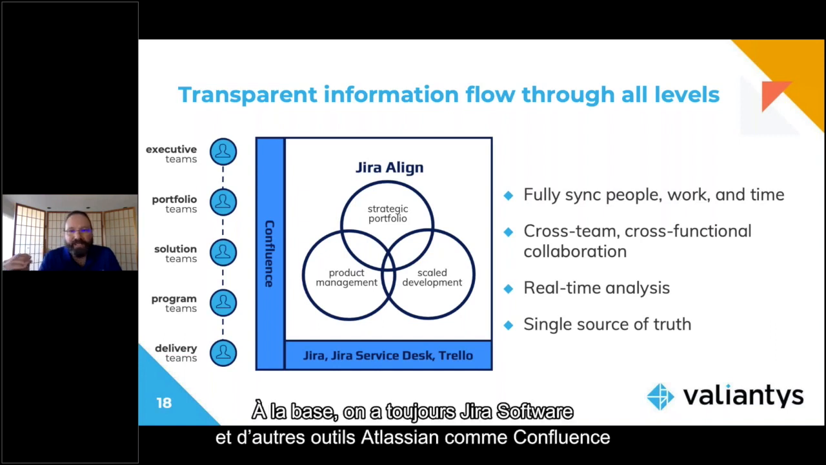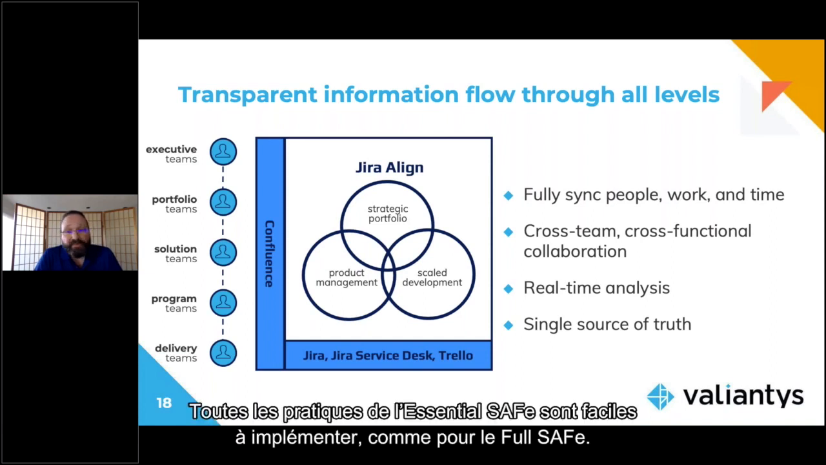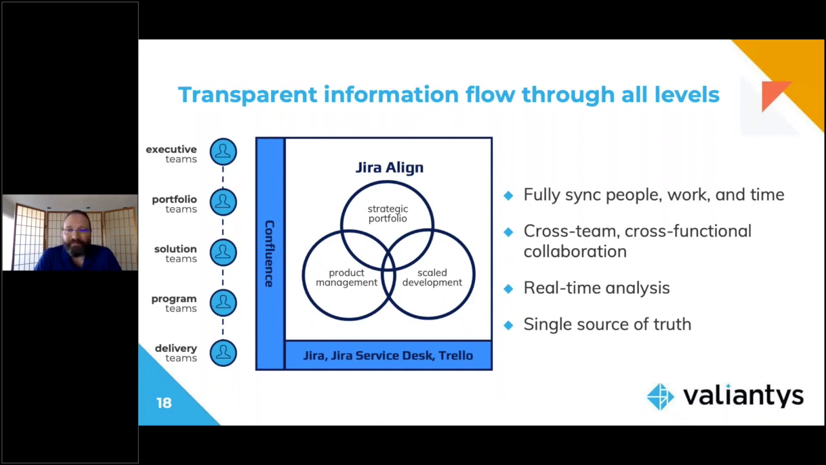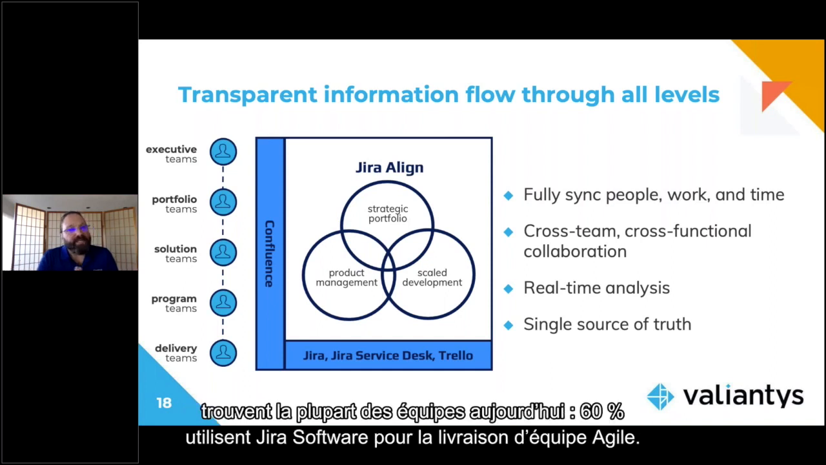So at the foundation, you still have your Jira software and other Atlassian tools like Confluence or Trello. And it's built to support any scaling framework. All the practices from Essential SAFe are implemented quite easily, as is full SAFe. And disruption is minimal for your Agile teams because they can stay in software, where most teams are these days. About 60% of them leverage Jira software for Agile team delivery.